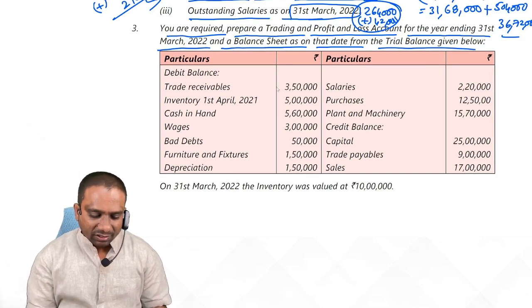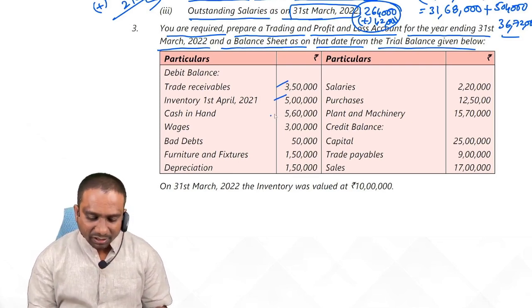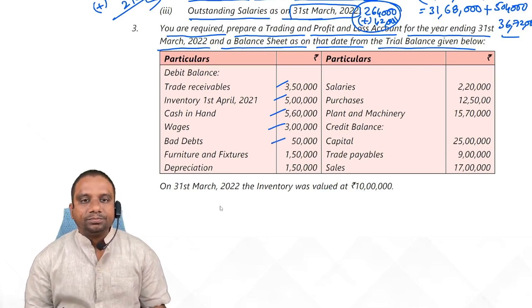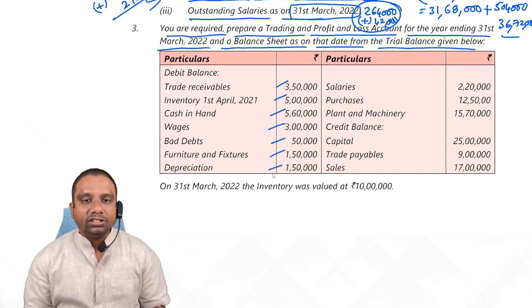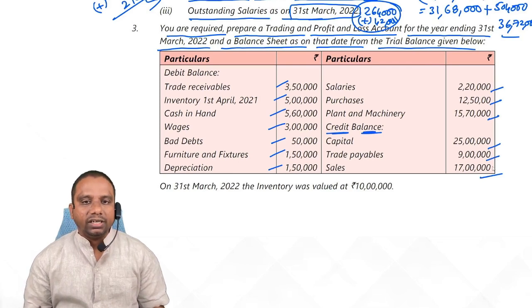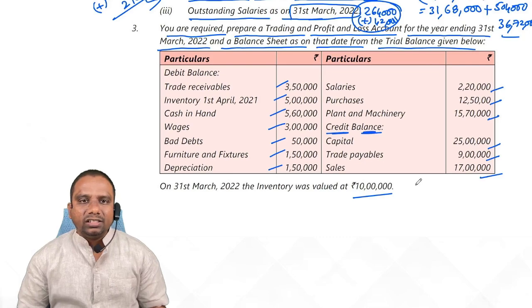Observe. Trade receivable, balance sheet asset. Inventory, trading account debit. Cash in hand, balance sheet asset. Wages, trading account debit. Bad debts, P&L account debit. Furniture and fixtures, balance sheet asset. Depreciation, P&L account debit. Salaries debit. Purchases, trading account debit. Plant and machinery, balance sheet asset. Trade balances, capital, balance sheet liability. Trade payable, balance sheet liability. Sales, trading account credit. Inventory, 10 lakhs, trading account credit, balance sheet asset. Is it clear, students? Completed.